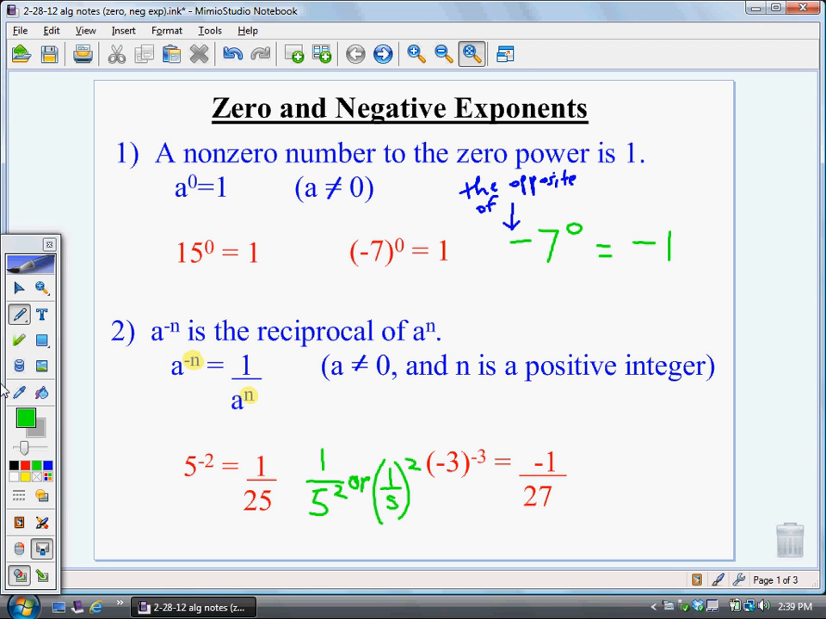And on this other one you have 1 over negative 3 to the 3rd power. And so negative 3 times negative 3 times negative 3 is negative 27. When you write the answer, generally you put the negative sign on top, so it's negative 1 over 27. Or sometimes I'll take the reciprocal of negative 3, which is negative 1/3, and change the exponent to a positive 3. And negative 1/3 times negative 1/3 times negative 1/3 would be negative 1/27.